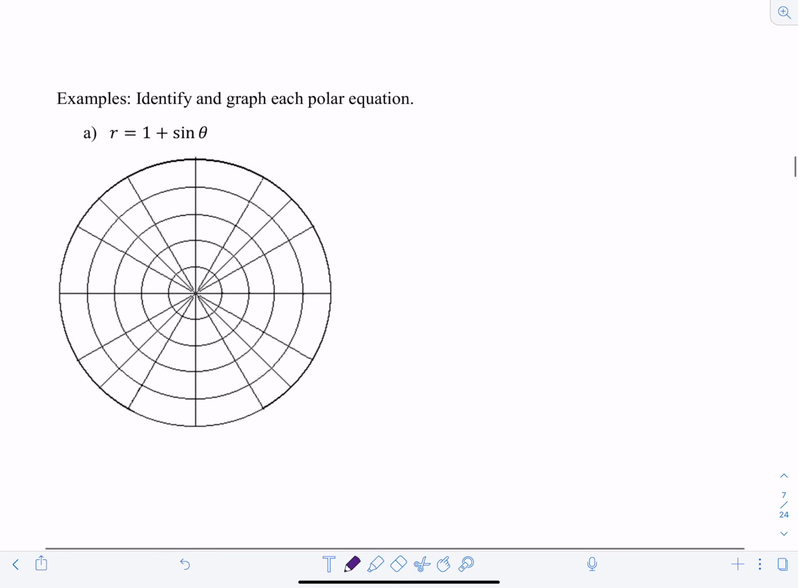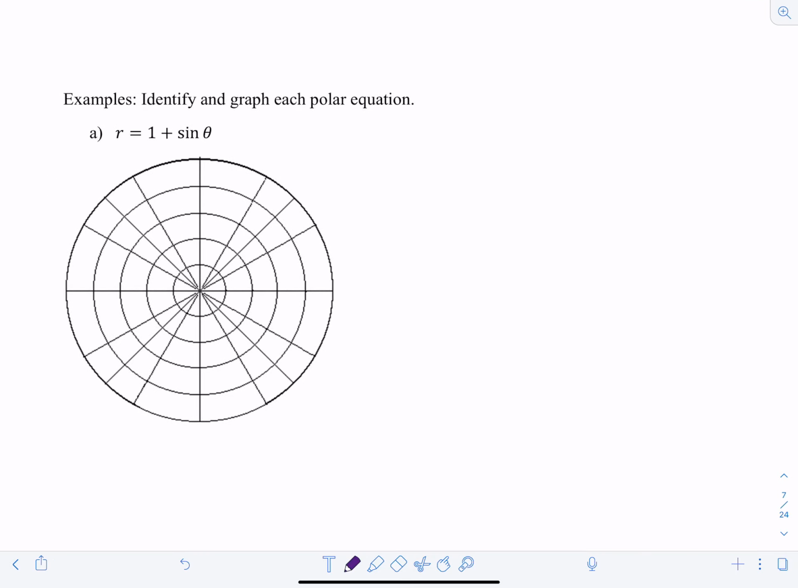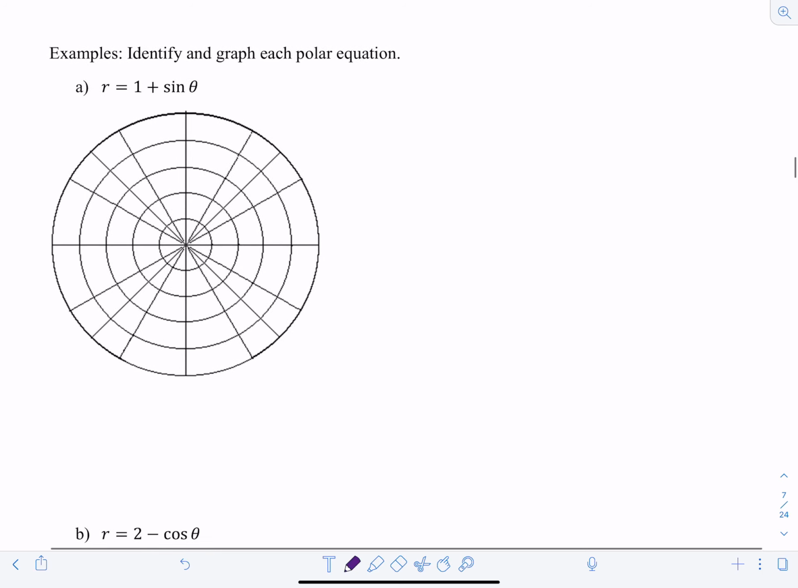So identify and graph each polar equation. The first one is r equals 1 plus sine theta. So let's first identify it. This is going to be a cardioid. How do I know that? Well, the constant here, a, is equal to the coefficient on sine theta, so they're both 1.